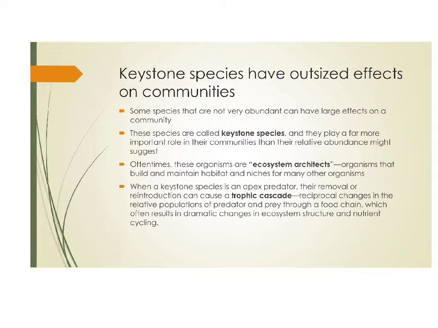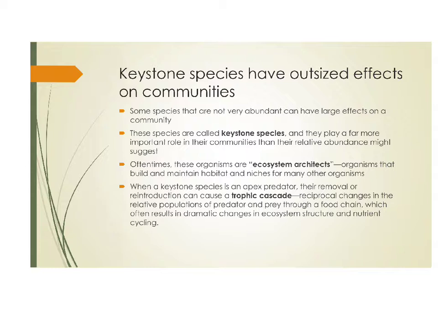And we gave you some examples already. We've talked about the beaver a little bit. We've talked about the wolf. When a keystone species is an apex predator, the removal of that keystone species or the reintroduction to an ecosystem of a keystone species can cause a trophic cascade. A trophic cascade describes the reciprocal changes in the relative populations of predator and prey through a food chain, which often results in dramatic changes in ecosystem structure and nutrient cycling.